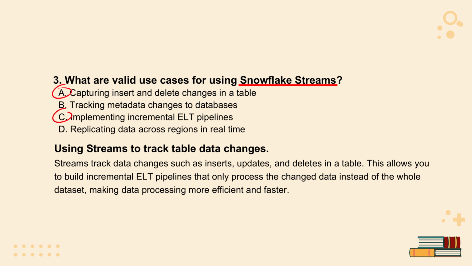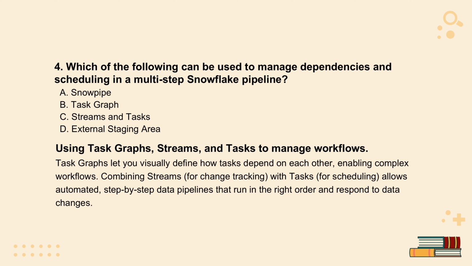So, okay, you've got streams tracking the changes, but pipelines often have multiple steps, right? How do you chain these things together? Manage dependencies, schedules, make sure step B runs only after step A finishes successfully? Yeah, that's where task graphs come in. They're essential for that. Task graphs let you define those dependencies between tasks quite clearly and even visualize the whole workflow. It makes managing complex pipelines much, much easier.